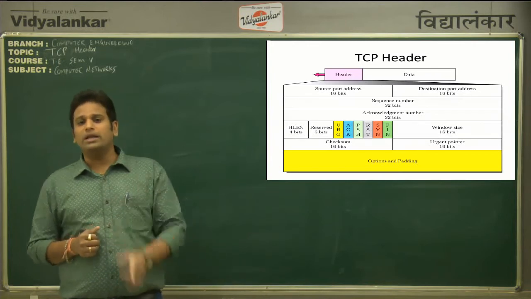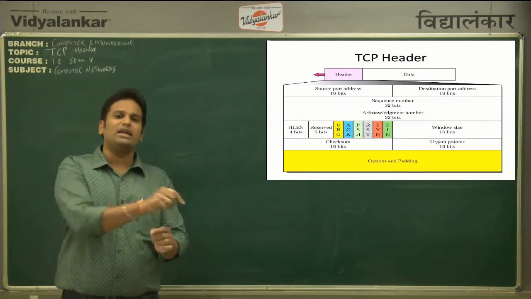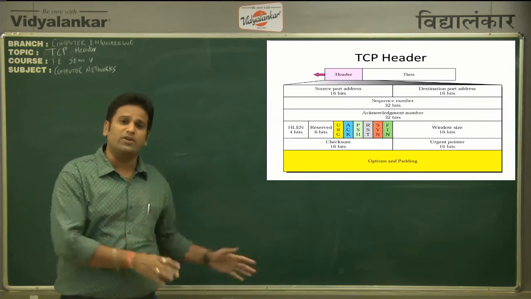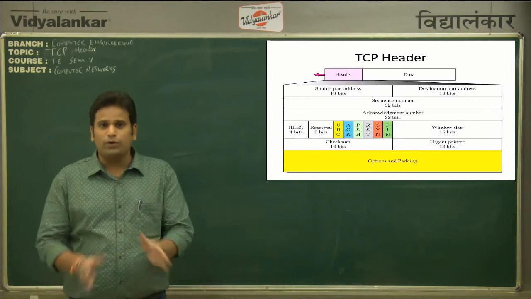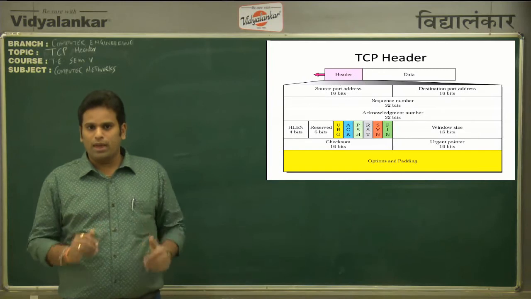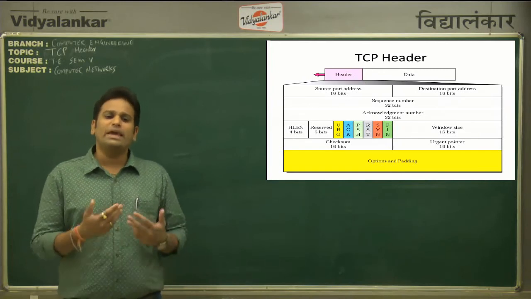The urgent pointer will point to that data which needs to be read first, and it is valid if and only if URG is set to 1. If URG is set to 0, the urgent pointer will have a garbage value. And then a few options, if any.